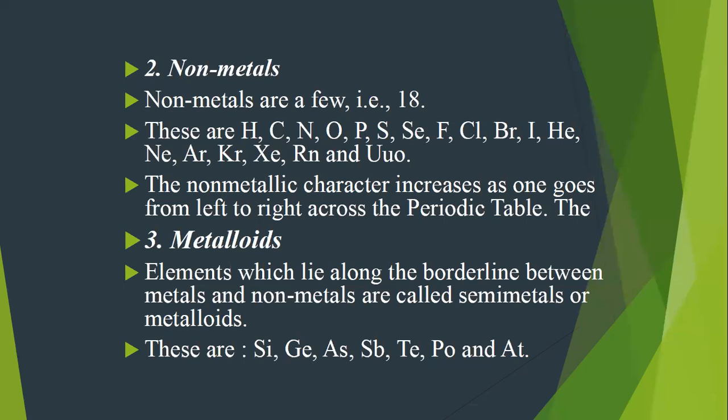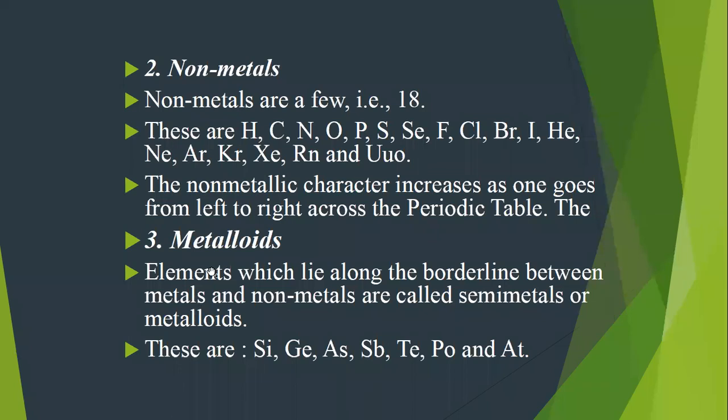So remember this thing: when metallic character decreases, it means the non-metallic character starts increasing. When non-metallic character decreases, it means metallic character increases. Both are related, metallic character and non-metallic character. When we move from left to right, metallic character decreases, and when we reach the p block, the non-metallic character increases, across the period.